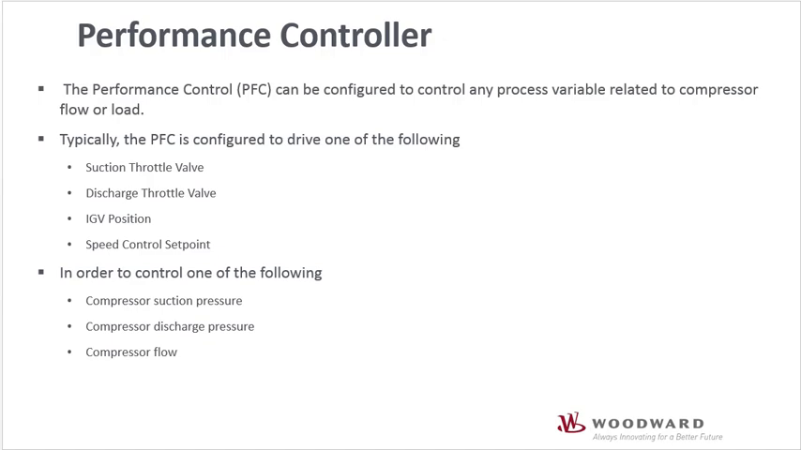So this can be the compressor suction pressure, the compressor discharge pressure. You can control flow directly using the flow signal, or this could be, less commonly, something like a KO drum level that we may change with the flow through the compressor.